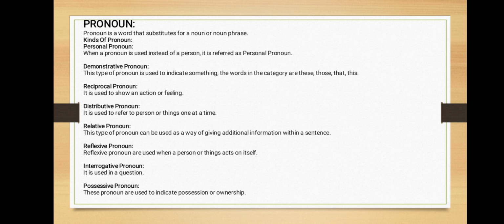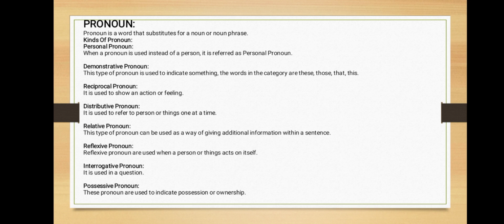Reciprocal pronoun. It is used to show an action or feeling. An example is: they are happy with each other. That's the action or feeling. Number 4 is distributive pronoun. It is used to refer to a person or thing one at a time. For example, each of the boys is healthy. Relative pronoun. This type of pronoun can be used as a way of giving additional information within a sentence. For example, this is my brother who lives in America.